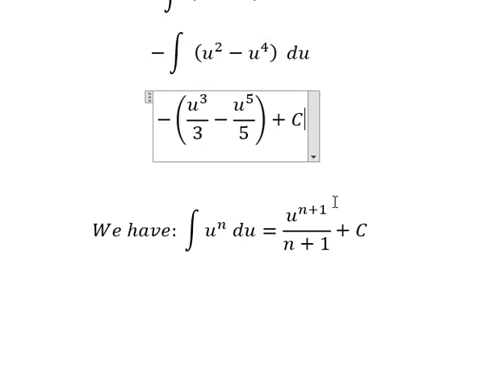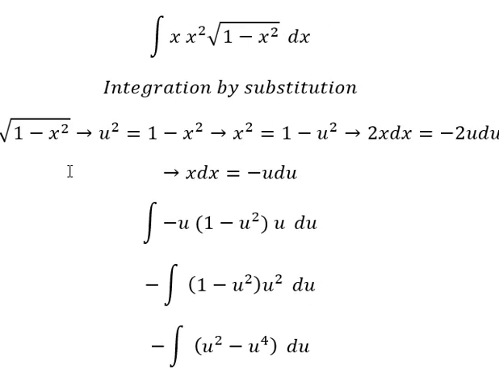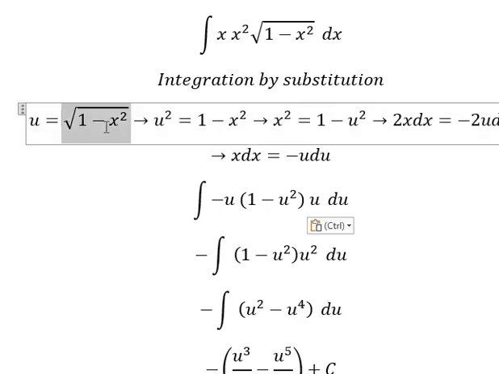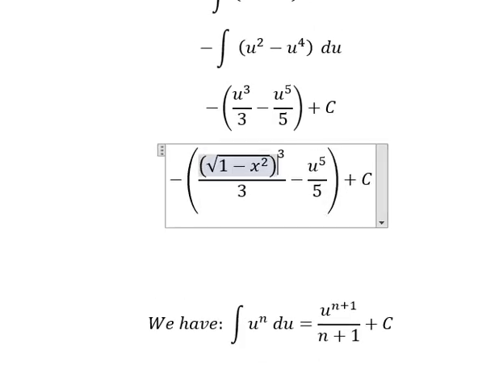Because 2 plus 1 is 3, and 4 plus 1 is 5, that's why we have this one. About u, that is this one. And we got the final answer.